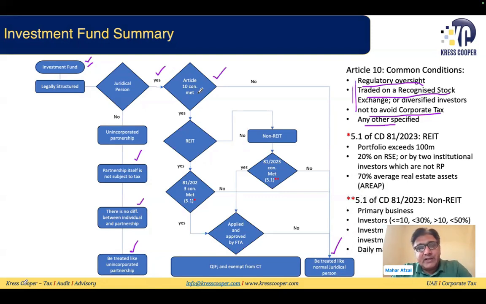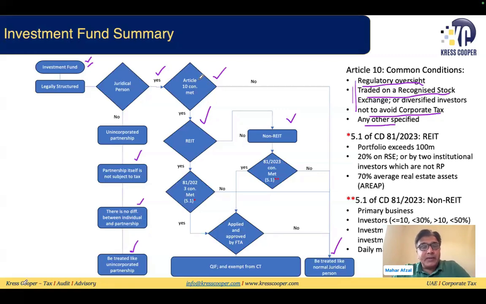If these common conditions are satisfied, then we need to look at whether this is a REIT or a non-REIT. If this is a REIT, we know the conditions. These three conditions for the REITs are: the portfolio they are managing, other than land, is 100 million; 20% of their share capital is floated on the recognized stock exchange or held by two institutional investors who are not related parties; and the third condition is that their annual real estate asset percentage is at least 70%, not including the assets that are generating only gains. Other than those assets, the rest will be included.